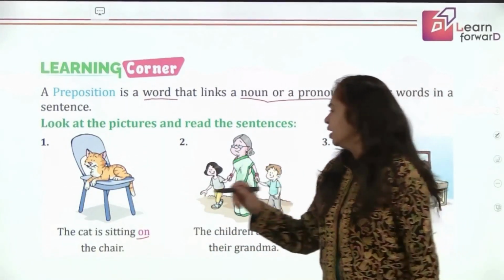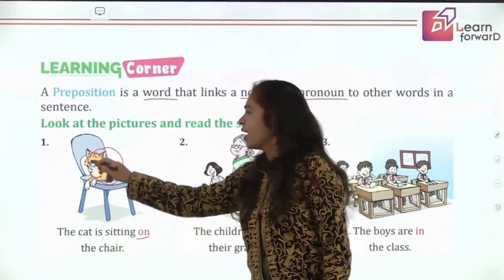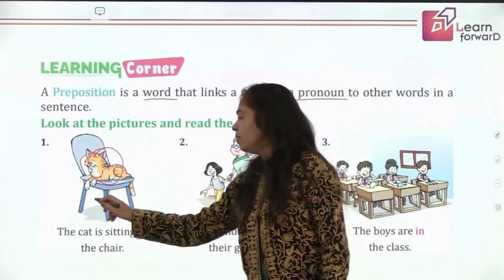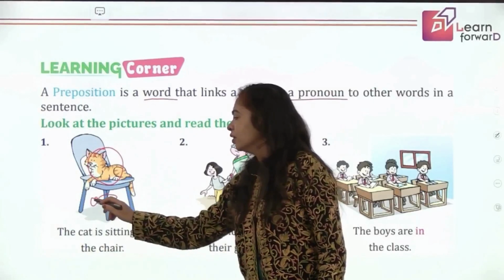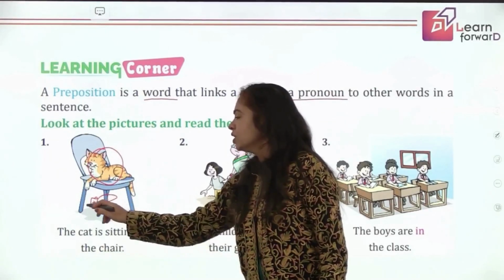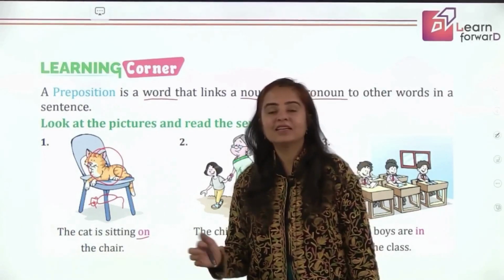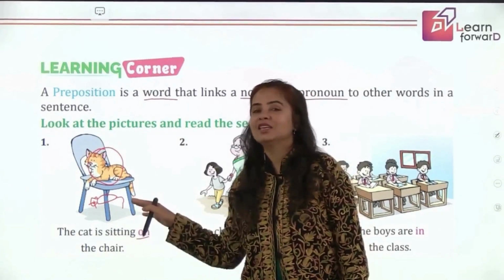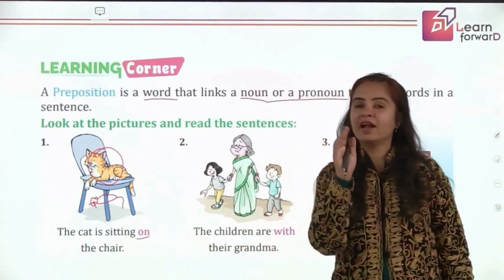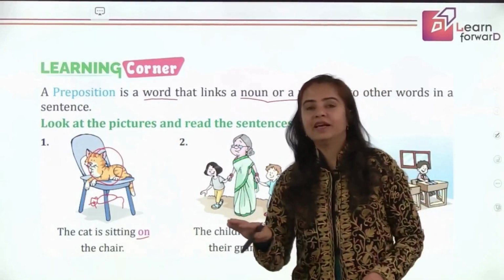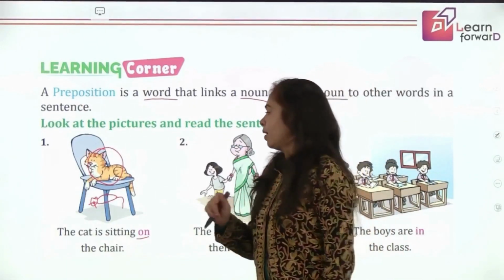Now, children, if I just make this cat not here, if I make it sit somewhere here, so what will you say now? Where is the cat? The cat is under the chair. So, now the relation of the cat with respect to the chair is, it is under. So, under will be the preposition, right?